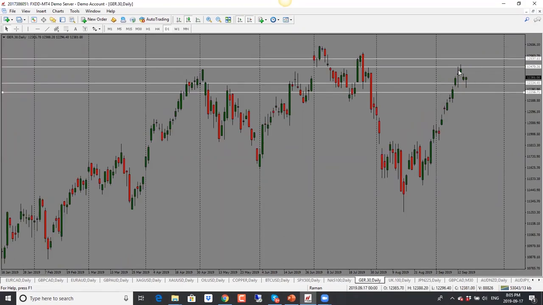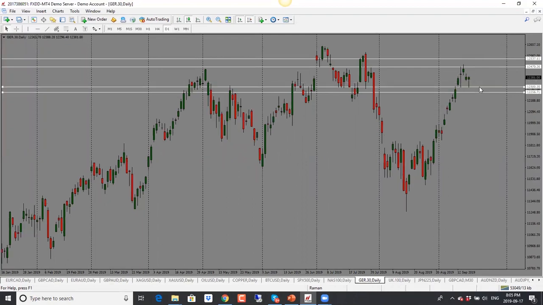DAX here, this one is also sideways for the last few days here. Price has just been stuck in this range. So we have rejected the bottom of the range. So looking for price to go towards the high of the range at 12,470 level here. So bias is bullish here for DAX.